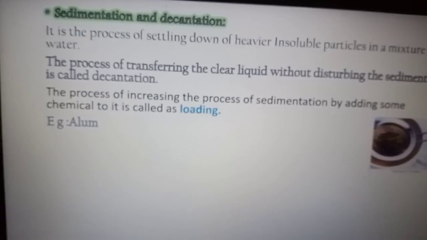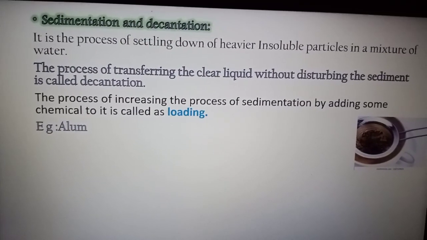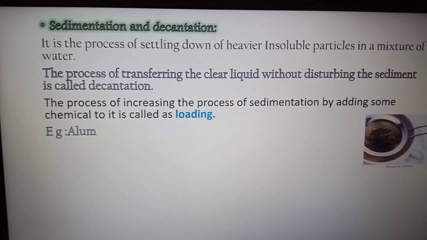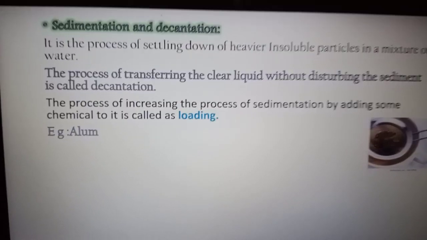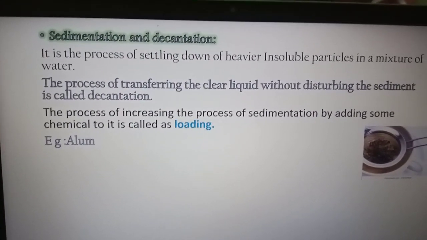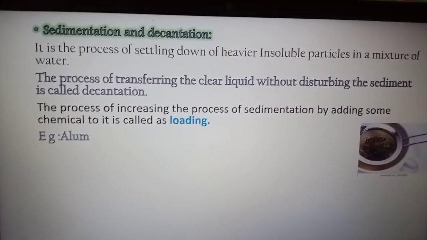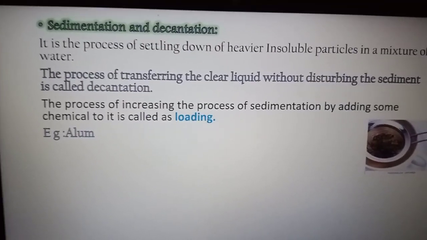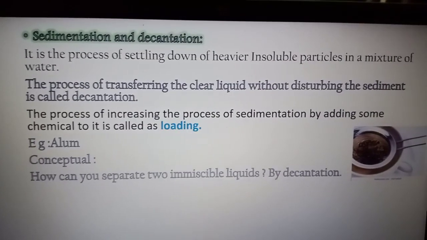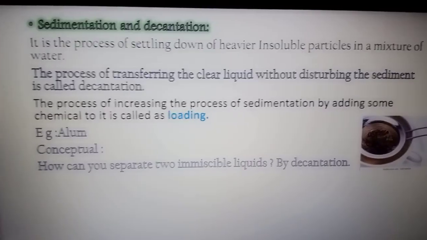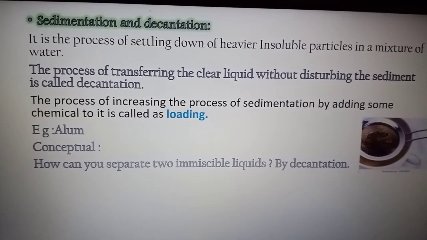Suppose you want to increase the rate of sedimentation, how do you do it? You add a chemical. This process of increasing the rate of sedimentation by adding a chemical is called loading. For example, the chemical used for loading is alum. So this is a conceptual question. How can you separate two immiscible liquids?